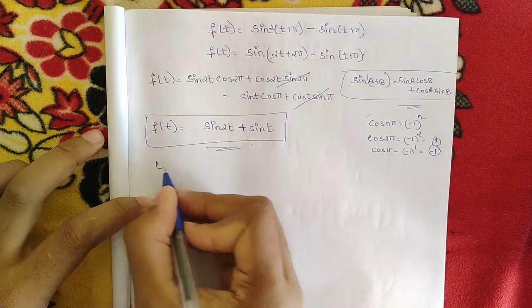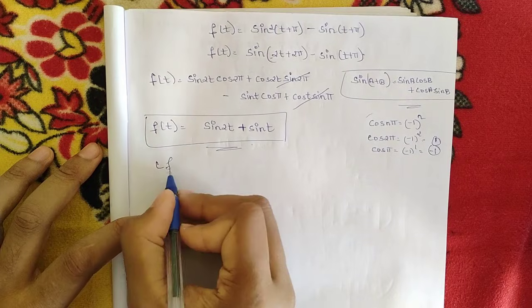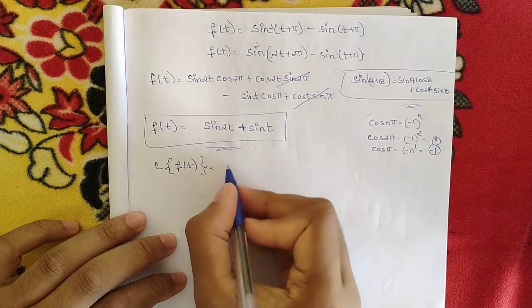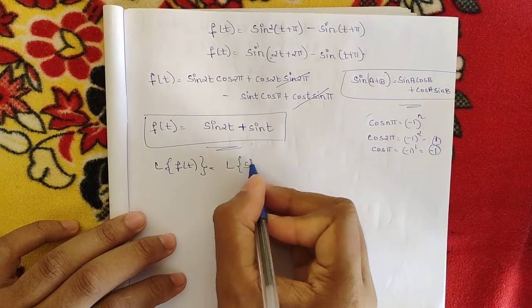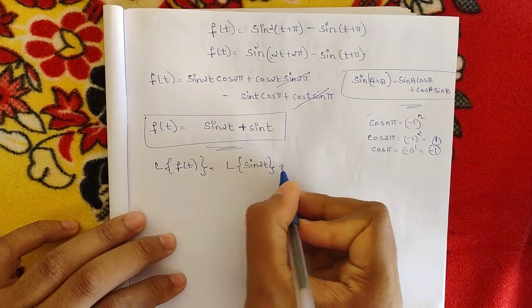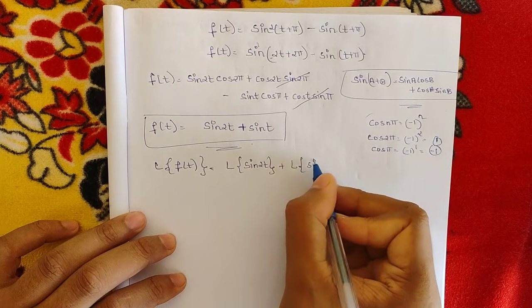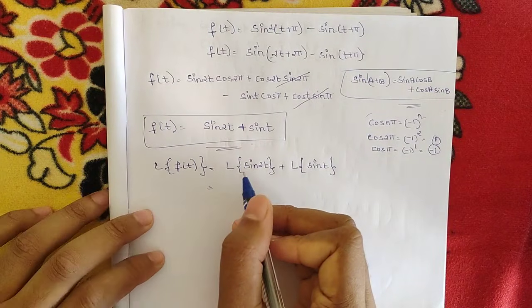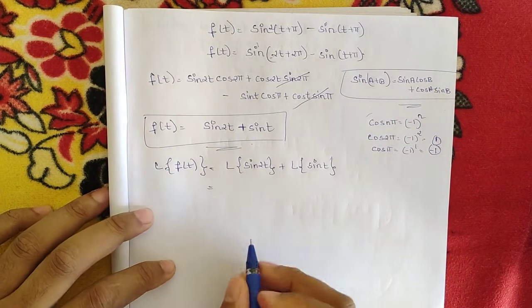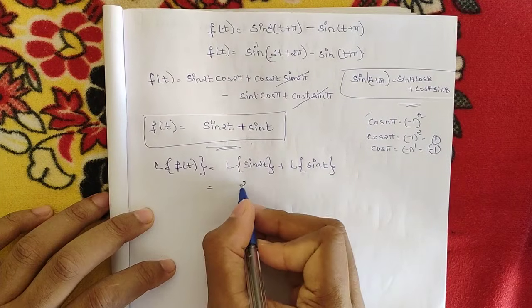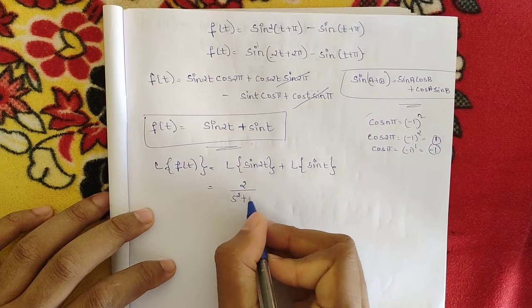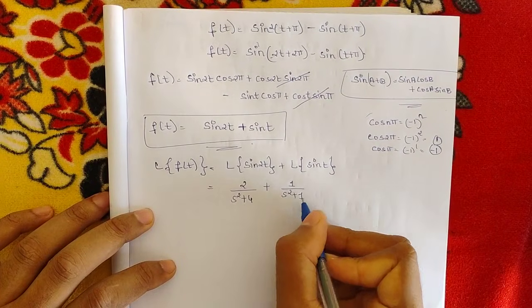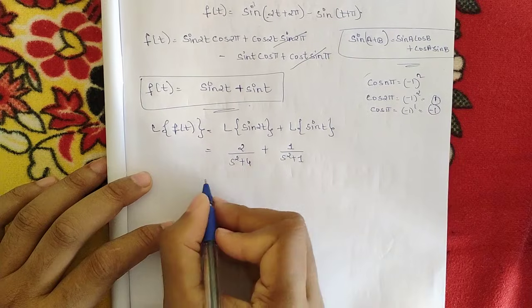Now you should be taking the Laplace transform, L of f of t, is equal to the Laplace transform of sin 2t plus sin t. Okay, so we know that the Laplace transform of sin at is given by a divided by s square plus a square, that is in place of a we are having 2, so 2 divided by s square plus 2 square, which is 4, plus 1 divided by s square plus 1. Okay, so take the LCM and solve.